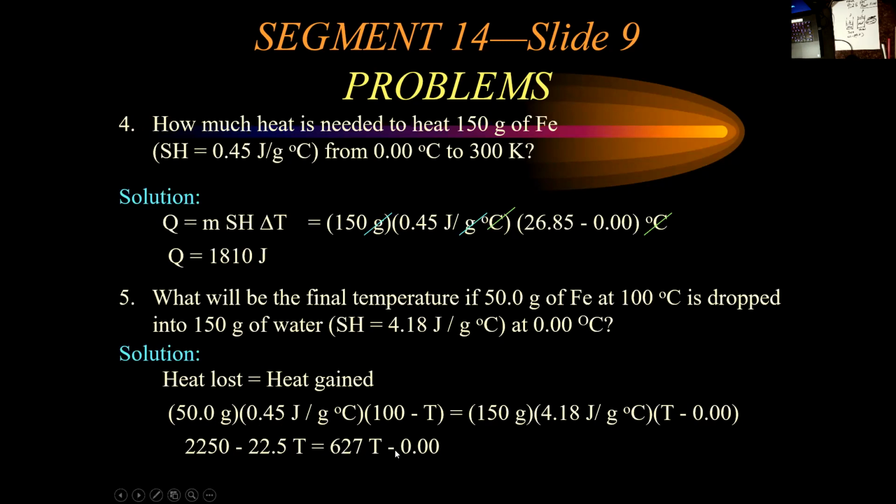There's the math. Multiply all these together and times t here, and then multiply these together. You get 627t minus 0. I went ahead and put the 0 in. I can solve that for t. And when I get that, I get 3.46.